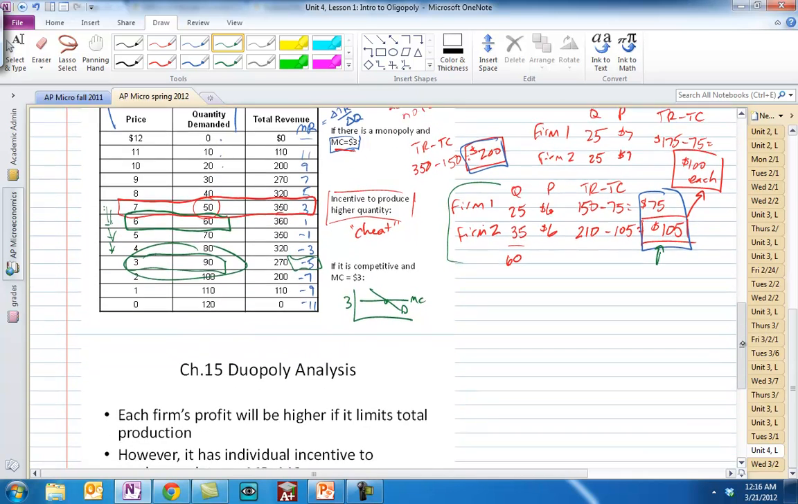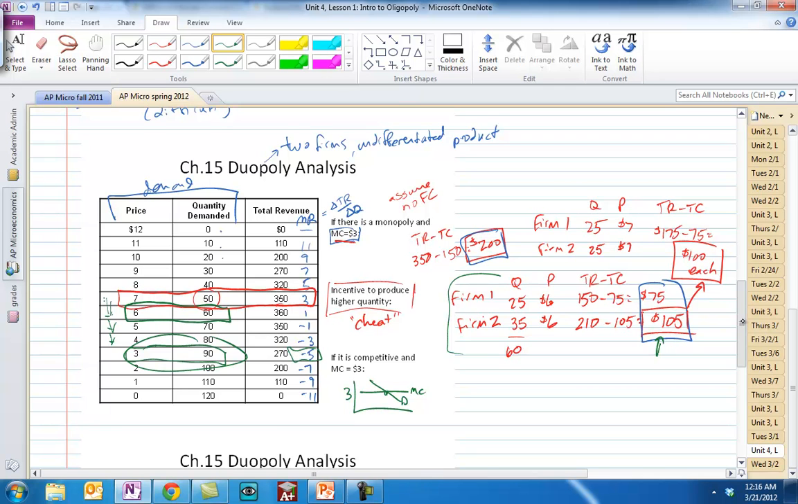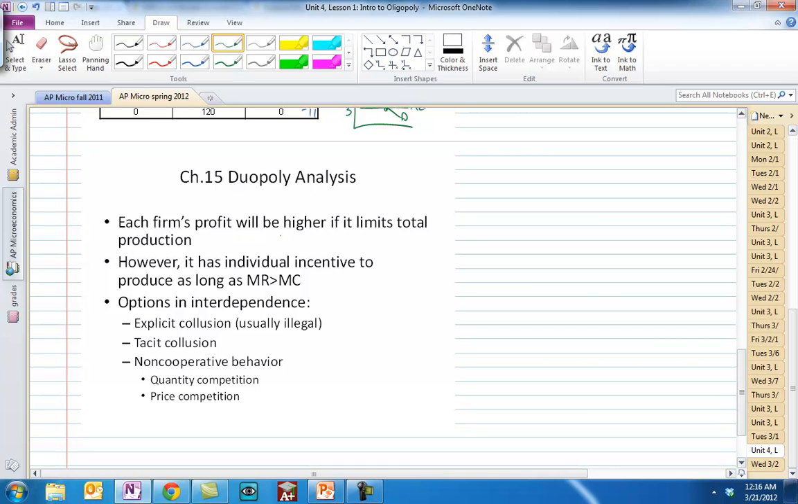All right, so we'll do a number of those problems in the book to drive those points home. Again, here's the outcome of it. Each firm's profit will be higher if it limits production. Note that to act as a monopoly, they've got to hold back production compared to what they might want to do to increase their individual profit. But even if they make that kind of agreement, they have an individual incentive to produce, as long as the marginal revenue gained by the individual firm is greater than the additional marginal cost they're taking on, which is just another way of saying what we did in the last slide.